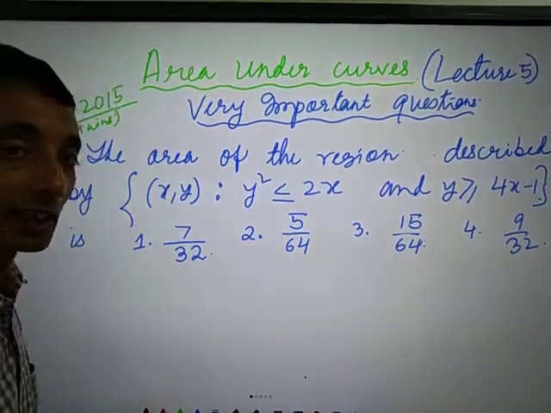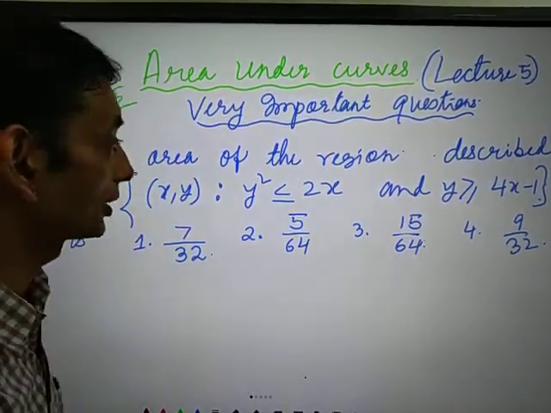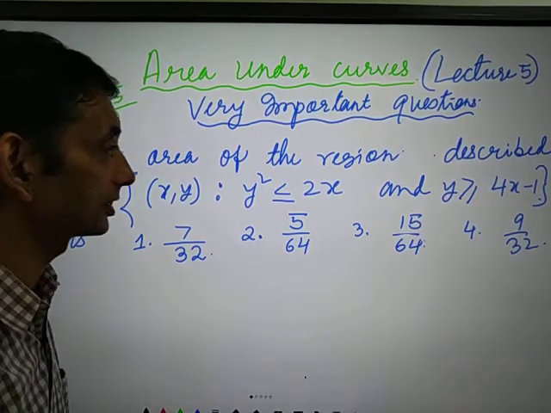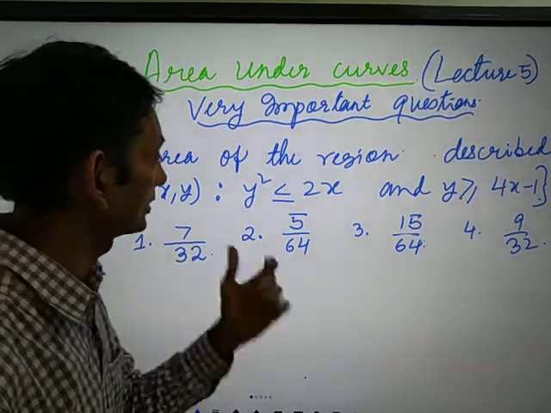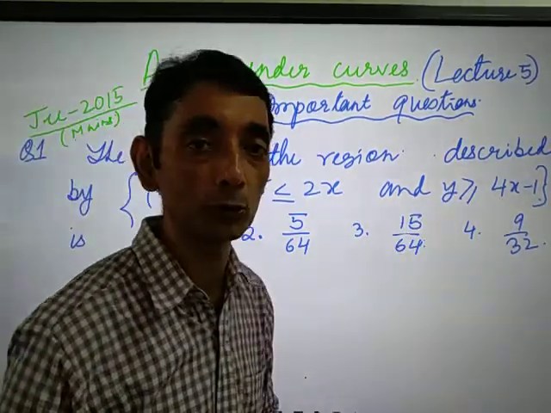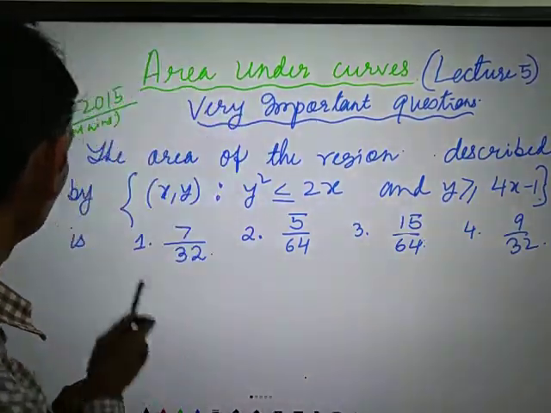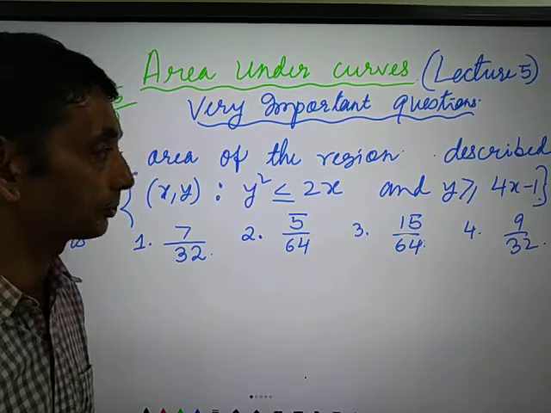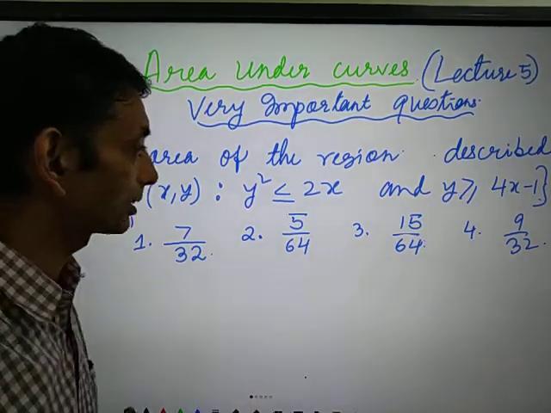This will be question 1 for today's class. The area of the region described by (x, y) such that y squared is less than or equal to 2x and y is greater than or equal to 4x minus 1. This is from JEE Mains 2015, and it is a very simple question.